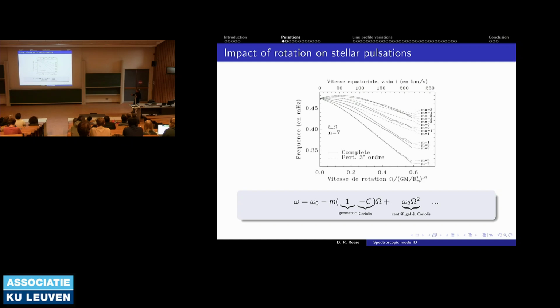So the solid lines show what you get for a full 2D numerical calculation. You sometimes get kinks in the curves, and that's just because you have avoided crossings. And then the dashed lines show what happens if you try applying a third-order perturbative method. You can see that the third-order perturbative method works up to, let's say, 50 kilometers per second, but as you go beyond that, you really need to start using a full two-dimensional approach.